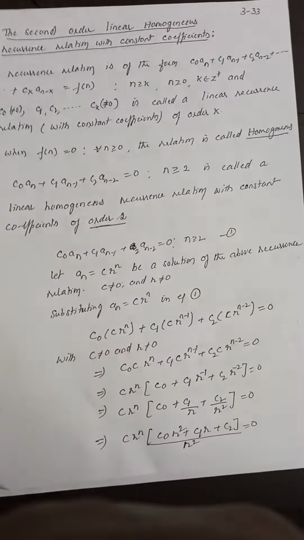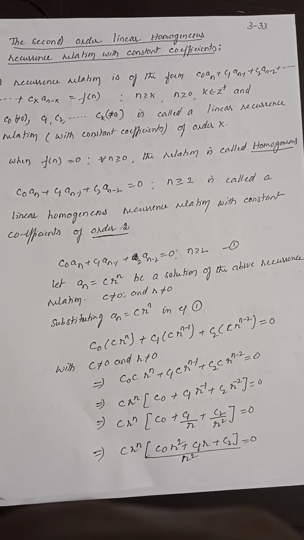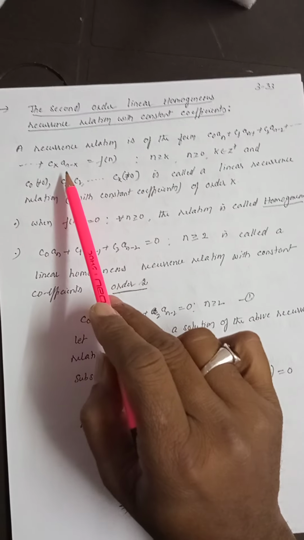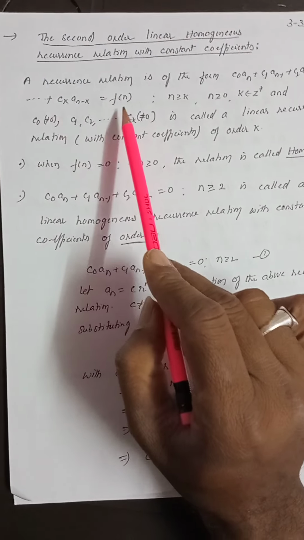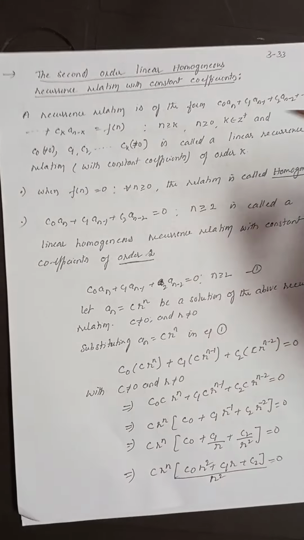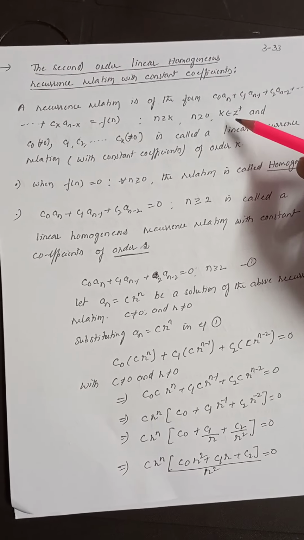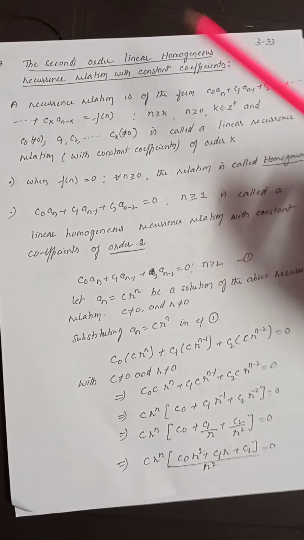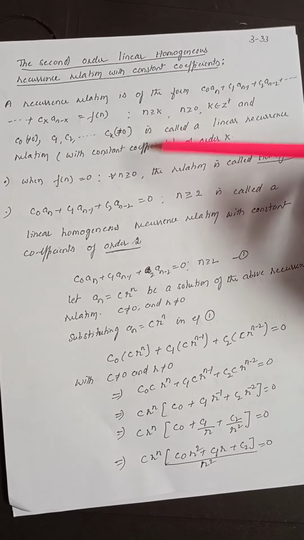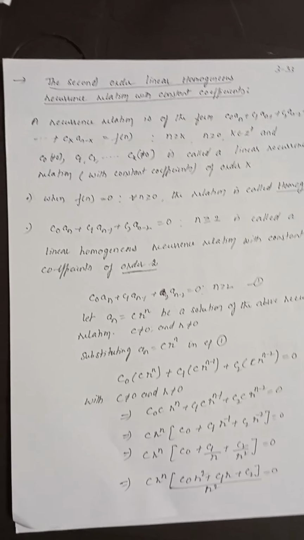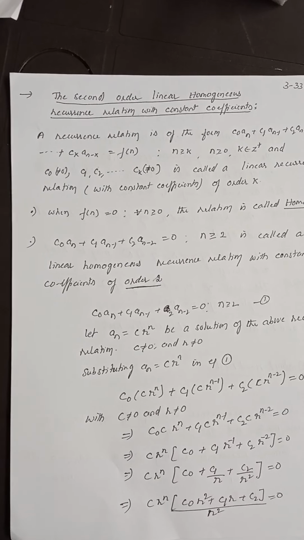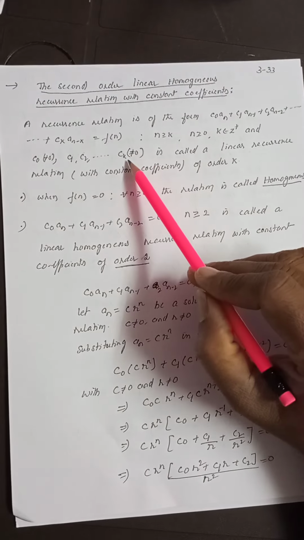Right? A recurrence relation is of the form c0 a_n + c1 a_(n-1) + c2 a_(n-2) + and so on, + ck a_(n-k) = f(n), where n is greater than or equal to k, n greater than or equal to 0, and k is a positive integer, and the coefficients c0, c1, c2 and so on ck are constants, where c0 and ck are not equal to 0. Then the recurrence relation is said to be a linear recurrence relation of order k. Remember, these are the restrictions.